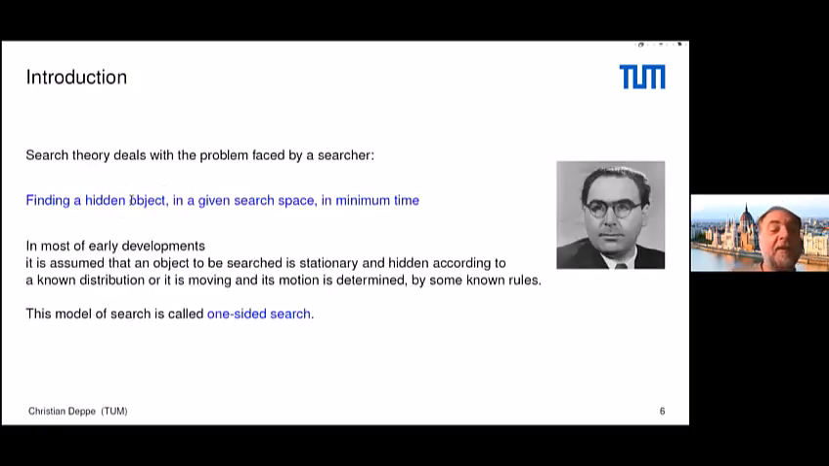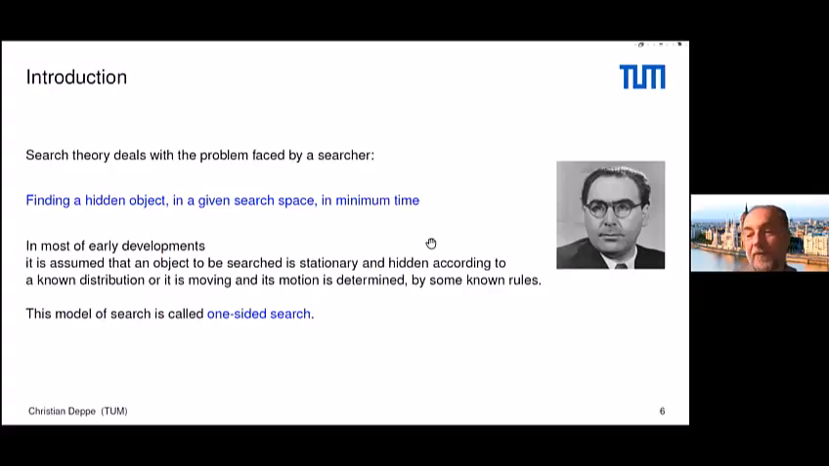So first, search theory normally deals with a problem where you have a searcher and a hidden object, and you want to find the element in minimum time. In the earliest developments, it is assumed that the object to be searched is stationary and hidden according to a known distribution, and it is not moving. This model is called one-sided search. You see Alfred Renyi here. He of course did research on this.